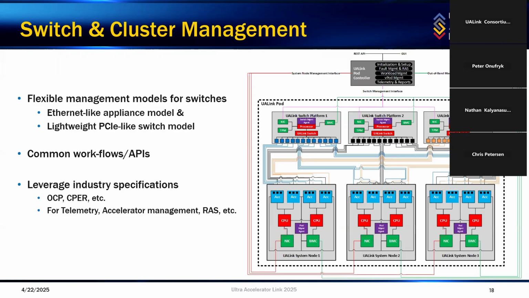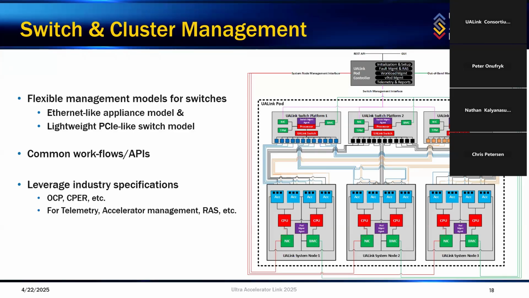So this is what we refer to as a UALink system node. In this diagram, we're showing 3 of those. And in this example, we're showing 4 accelerators per system node. The other critical component here is the UALink switch platform itself, or ULS, as we often describe it.